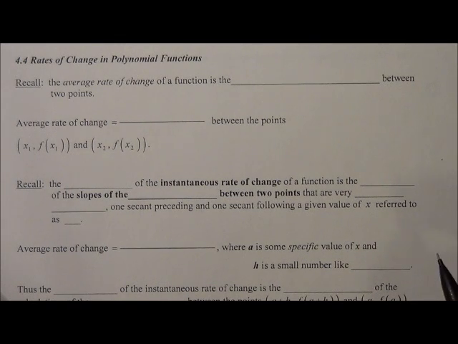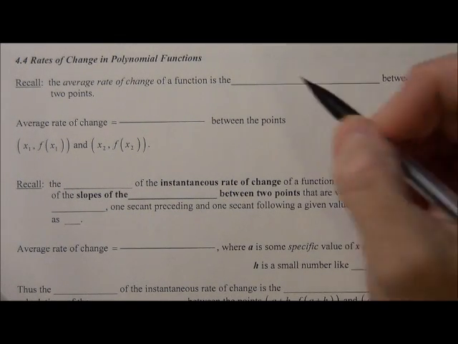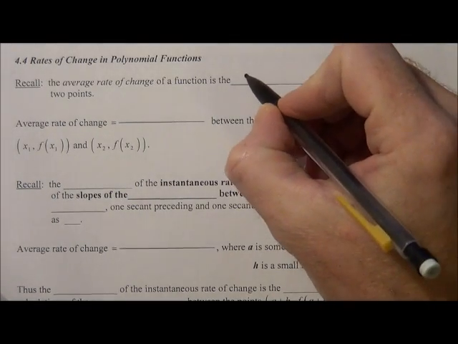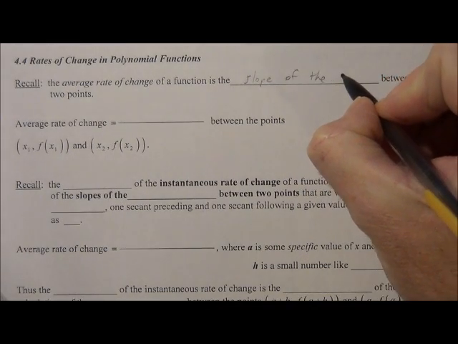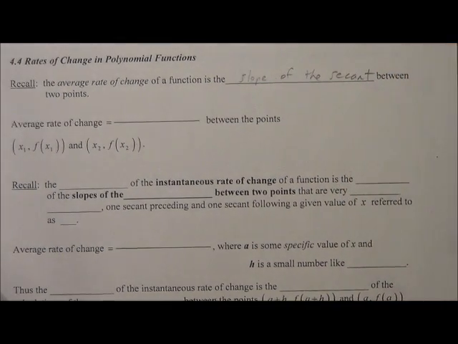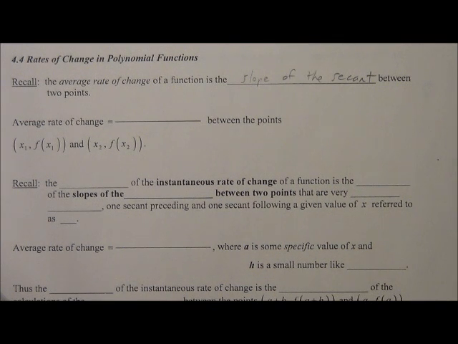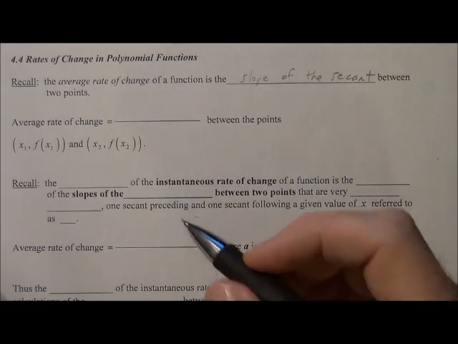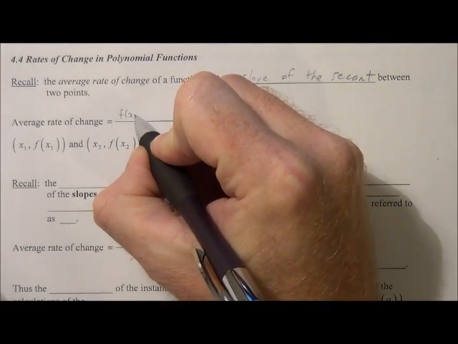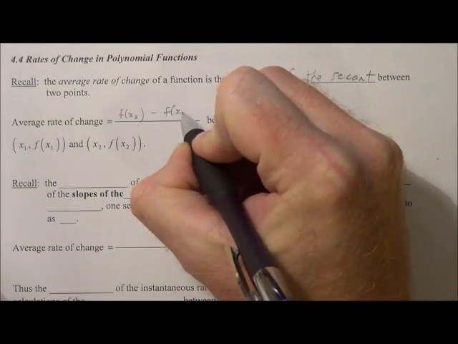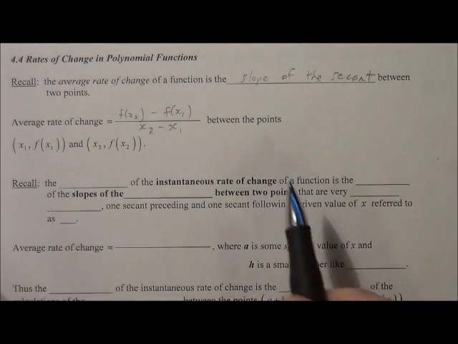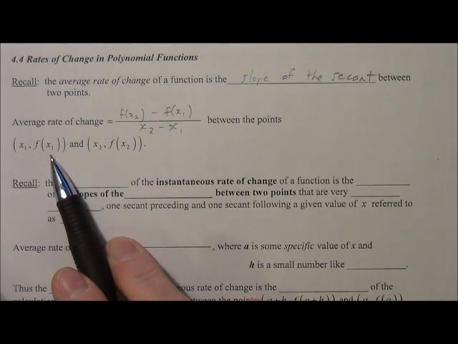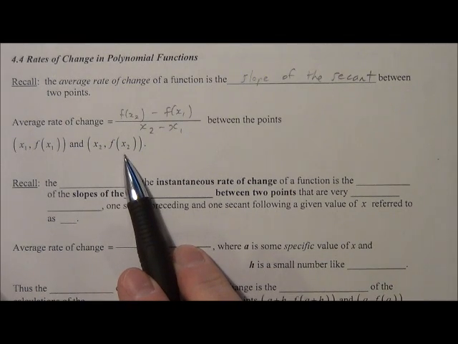One is that the average rate of change of a function is the slope of the secant between 2 points. The average rate of change equals f of x2 minus f of x1 divided by x2 minus x1 between the points x1, f of x1 and x2, f of x2.